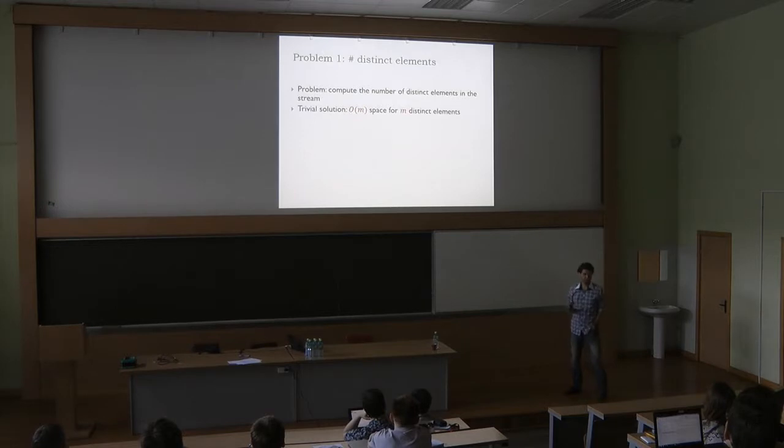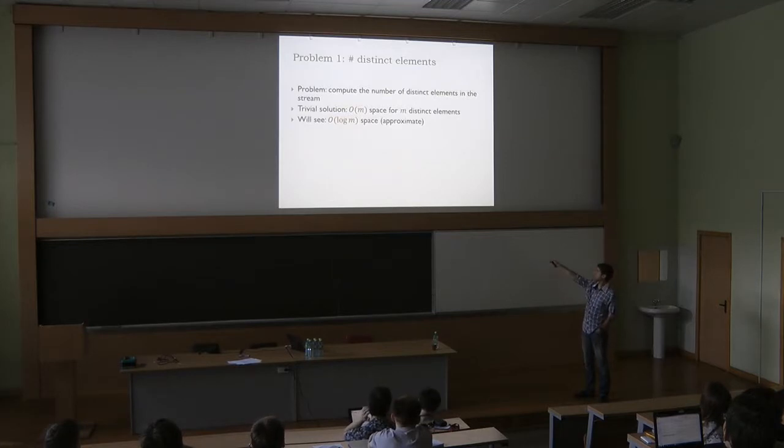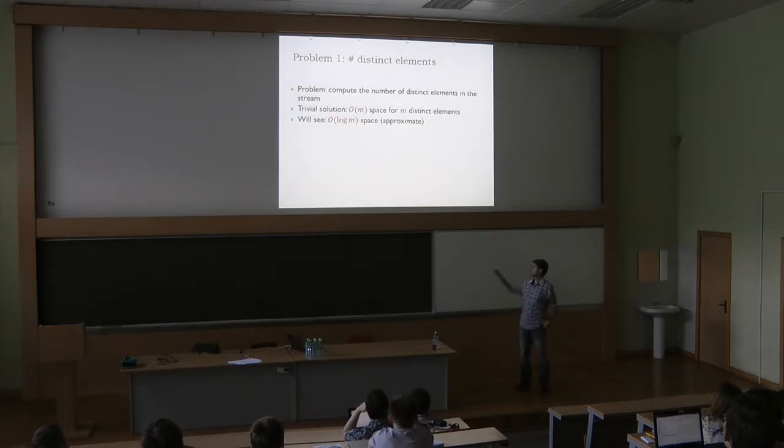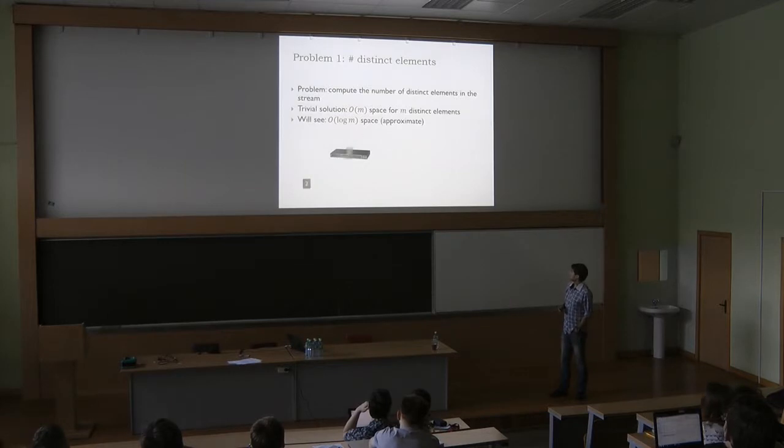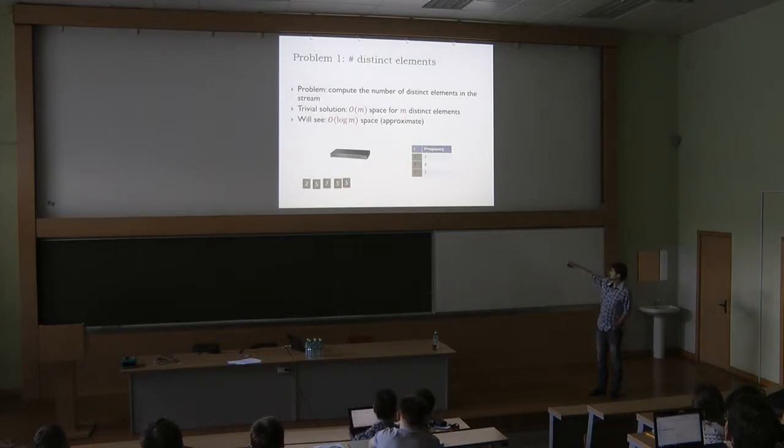Hopefully that makes sense. What we'll see here is that we'll get an order log m space approximate solution. So the space goes from roughly linear in the number of distinct elements, which can be billions, to the logarithm of that. Basically it will be just one counter. This is space in bits, actually. Just several registers would be enough for this. So there's a picture of the problem. The number of distinct elements here is 3, right?